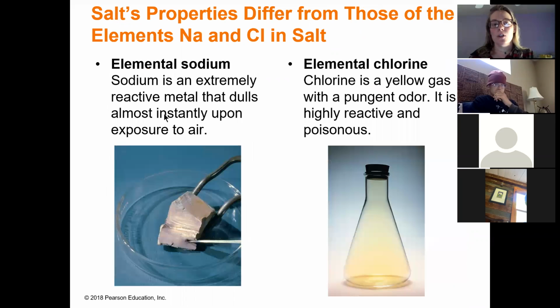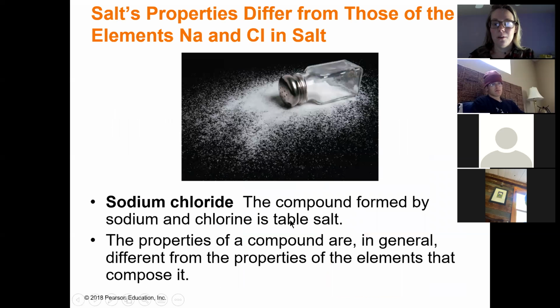Another example: sodium and chlorine. Sodium over here on the left is an extremely reactive metal. It tends to dull very quickly when it's exposed to air. On the right, we've got chlorine. Chlorine is a yellow gas that smells really gross, and it's also poisonous. Both of these things are kind of unappealing, but when they come together, we get sodium chloride, which is table salt, the universal seasoning. It's what makes our food taste good. This has completely different properties than the individual elements it's composed of.